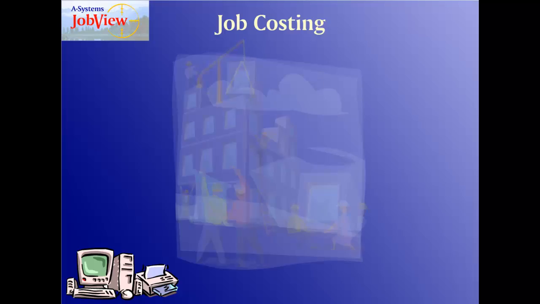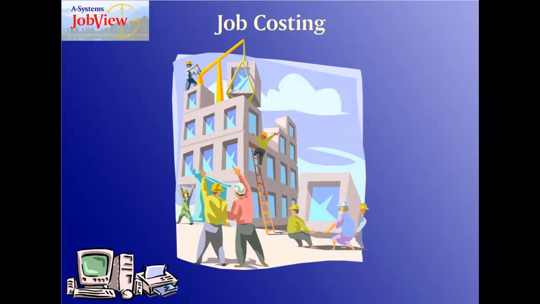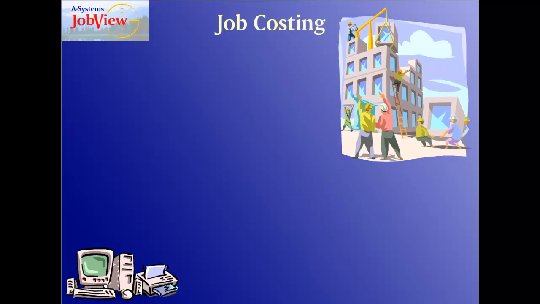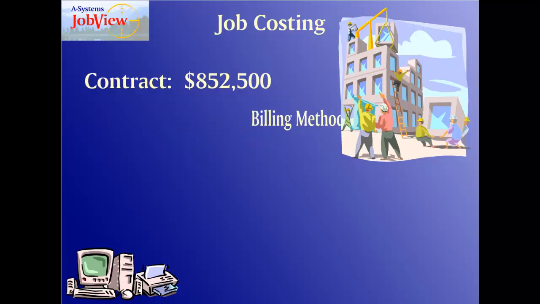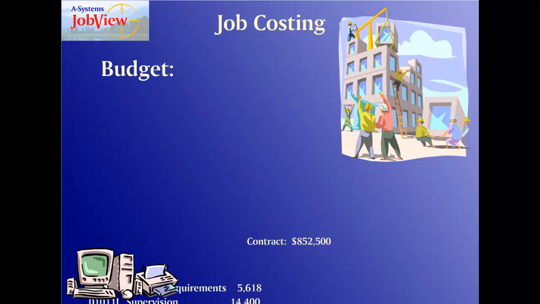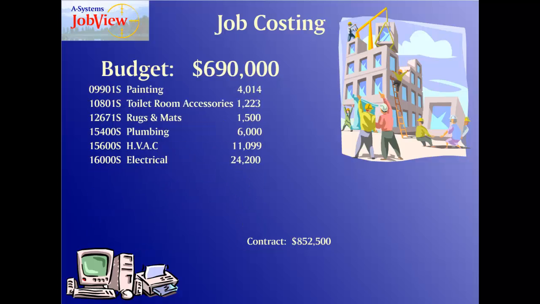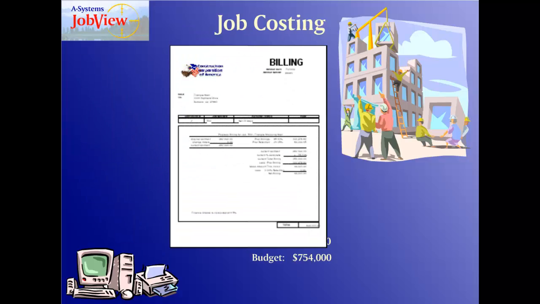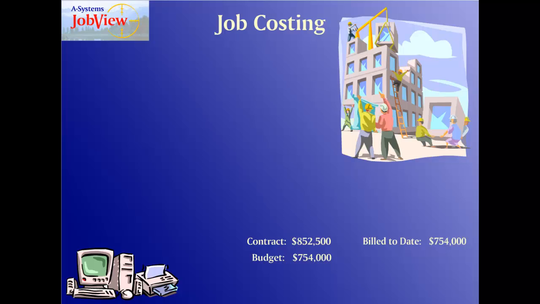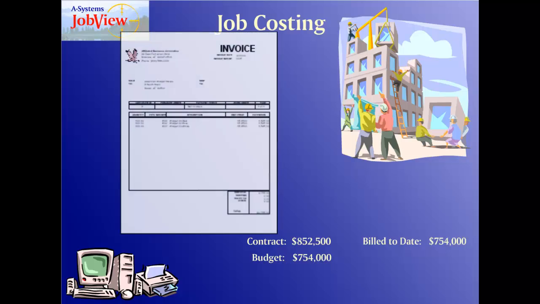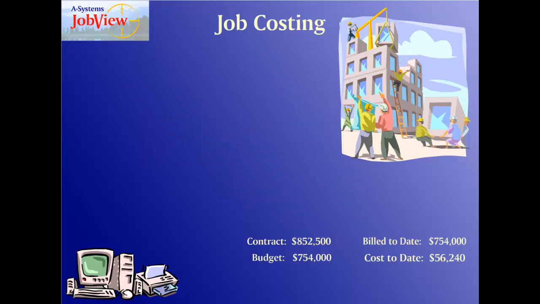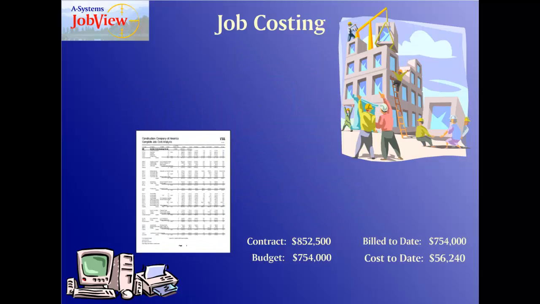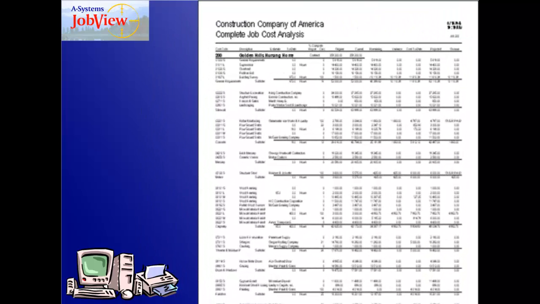Job costing is the process of tracking all billings and costs associated with your project. This includes creating a job with a contract price and a method of billing the customer, setting up a series of budget line items or cost codes, billing the customer and applying the billed amounts to the job, assigning costs to individual cost codes from accounts payable invoices and payroll timesheets, and viewing or printing job costing reports to help you better manage your project.